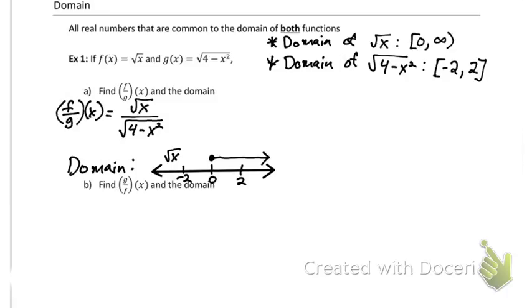G of x, maybe I should have put there. Our g of x, or our square root of 4 minus x squared. And I'm going to draw it first. I just ran out of room here. So this domain right here, from negative 2 to 2, is going to be our square root of 4 minus x squared. Now remember, the domain is the overlap. So this right here is our overlap. So currently it looks like it's from 0 to 2.